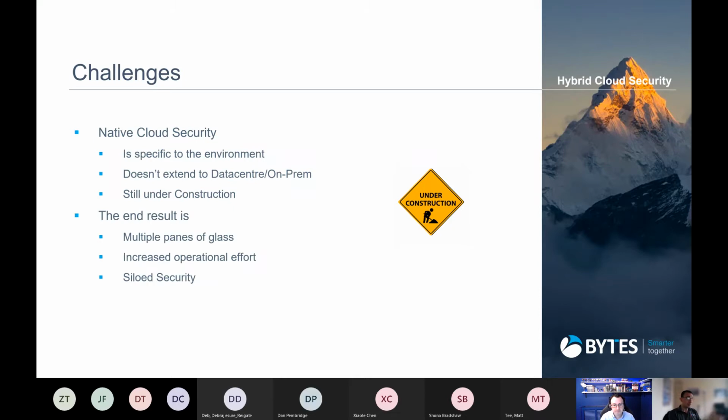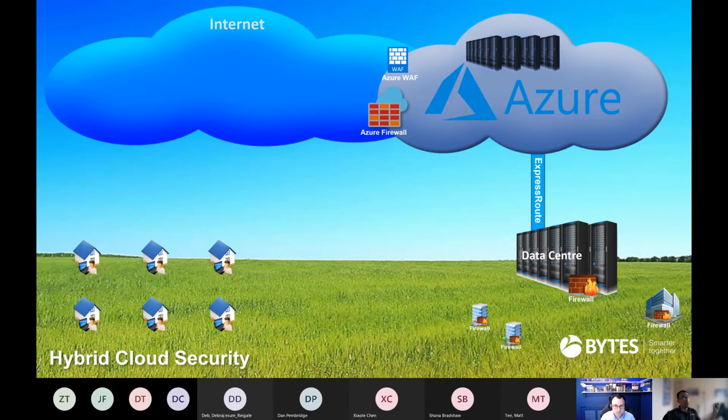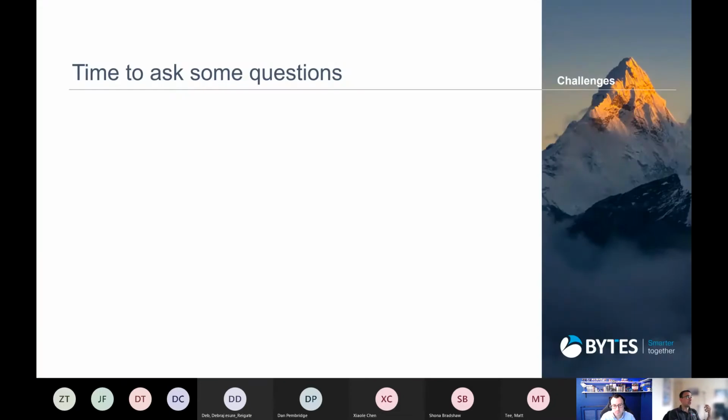And also, the end result is multiple panes of glass. You have the Azure security on one side, the private cloud security on another side, loads of operational effort, and effectively different security strategies which you have to manually match and make consistent. So in effect, a good appreciation of whether this is acceptable or not might be represented by this figure here. From the point of view of the administrator, there's quite a bit of work to do because of the differences. So I say, time to ask some questions. What questions should we ask?